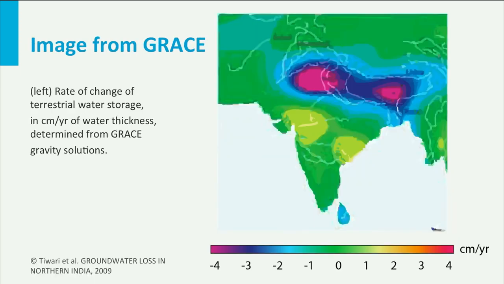Groundwater extraction due to irrigation here is so large that it changes the gravitational field of the Earth in such a way that it can be measured from space by the GRACE satellite. This image from an article by Tiwari et al. shows a decline of about 40 millimeters per year over this huge area.